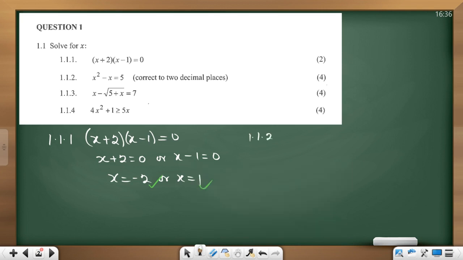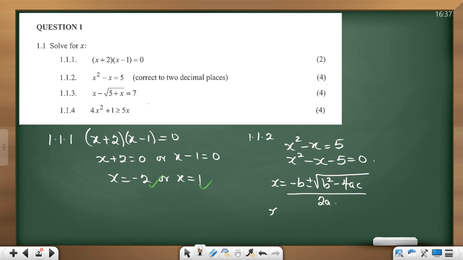1.1.2, grade 11, x squared minus x equals 5. Immediately you see that you have to round to 2 decimal places. Quickly use your quadratic formula. But the important thing is this has to be written in standard form first. Without writing it in standard form, you are not going anywhere. All right, so I know my formula as x equals minus b plus or minus square root of b squared minus 4ac over 2a. All right, please show your substitution. There is a mark for that.